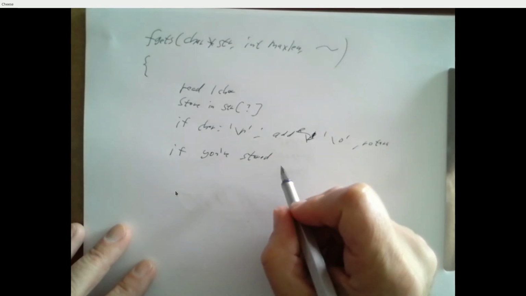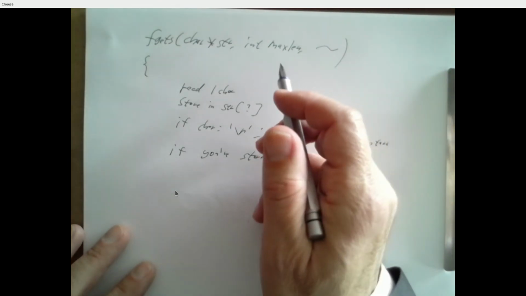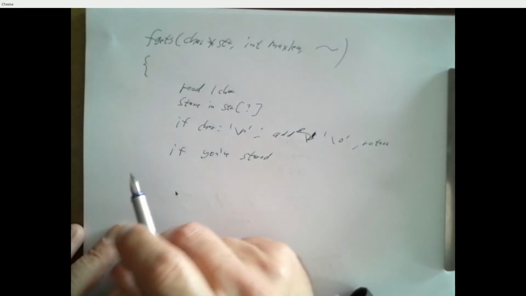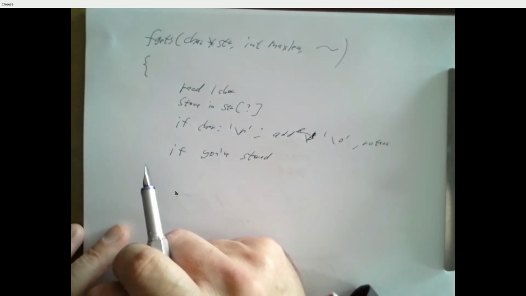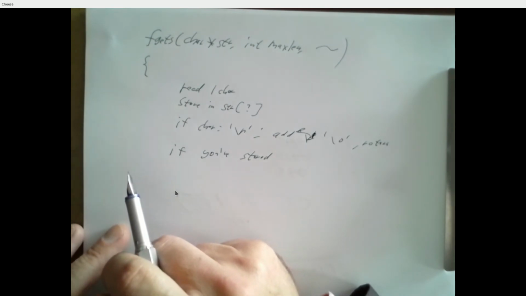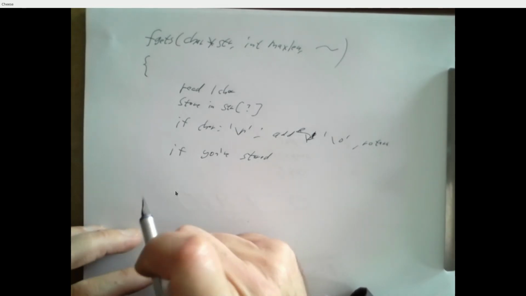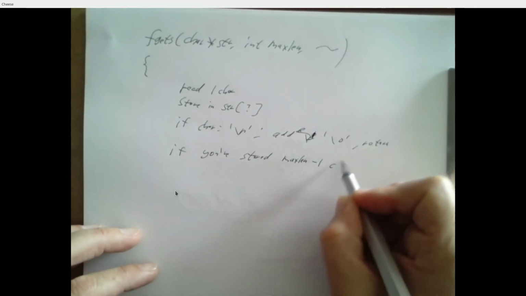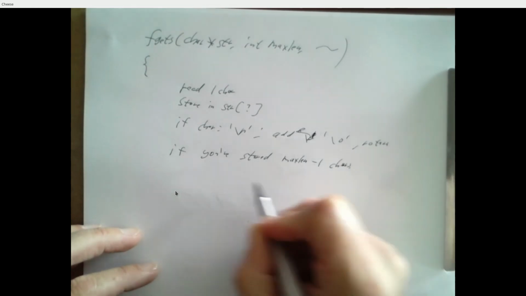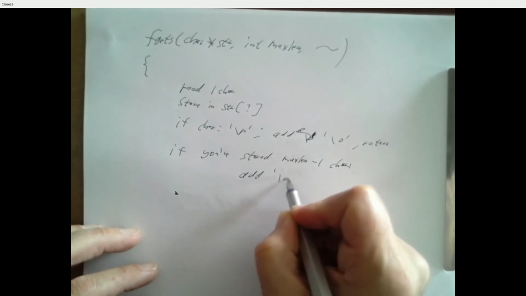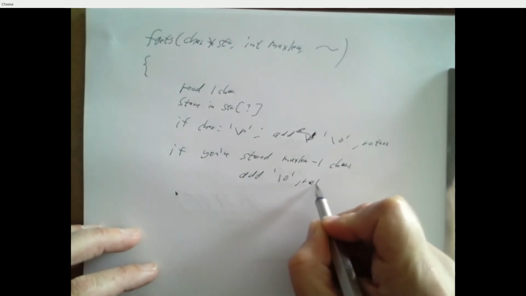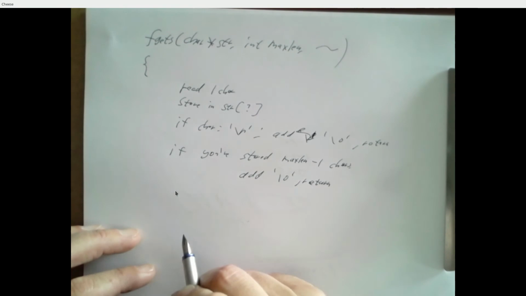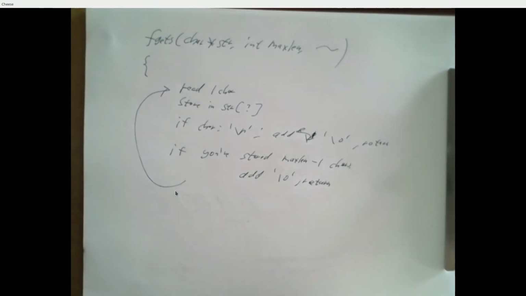If you've stored, well, remember, we always need to have a null terminator. So if you ask fgets to read 120 characters, it'll only store 119 in your array because it's going to save one spot for a null terminator. So if you've stored maxlen minus 1 characters, add a null terminator and return. Otherwise, just keep looping. And it's really not that big a function to write.